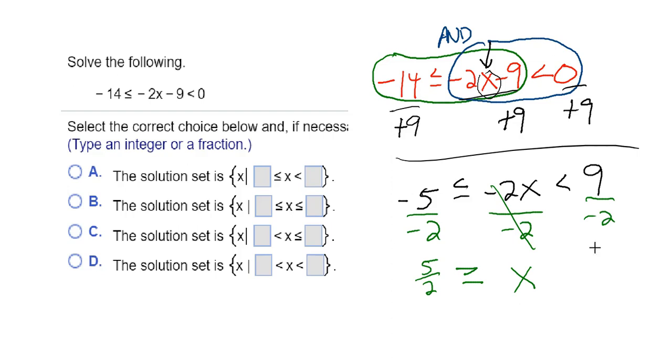And again, here we divide by a negative on both sides, so flip this symbol around also, and we'll get 9 over negative 2, which is negative 9 halves. All right, so that's solving it for x. This is what we get.